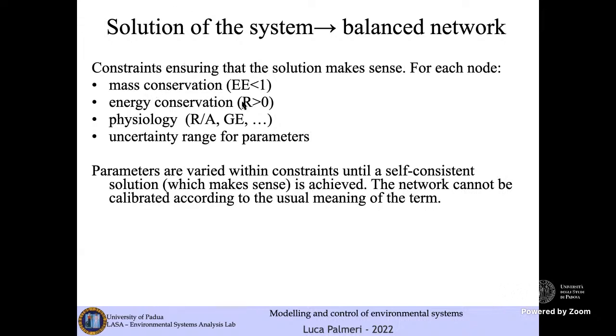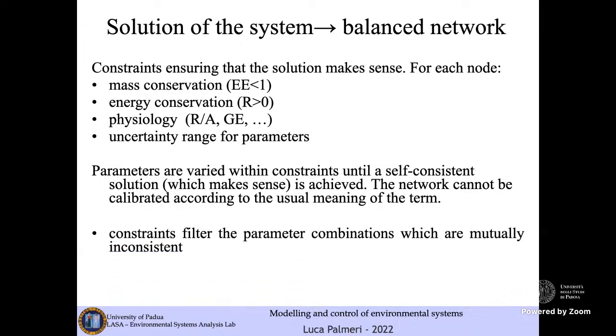Energy conservation means that the respiration should be greater than 0. We cannot include negative respiration. And then we have some parameters related to the physiology. So what we do is that we vary parameters within constraints until a self-consistent solution, which makes sense from the point of view of the ecologist, is achieved. The network cannot be calibrated in the usual terms we have discussed. Instead, what we are looking for is a balanced network that makes sense in ecological terms.